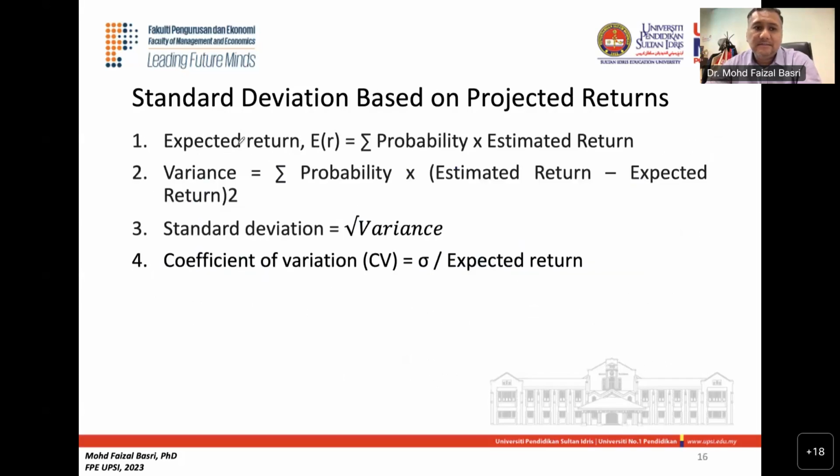So here are the measurements. Still the same measurements. We have the ER, expected return. Previously we just took the average. Here we have to use the probability based on the economic situation. And then we measure the variance. In fact, the formula is still the same, except we have to use the probability. Standard deviation is still the same, square root of variance. And coefficient of variation is also the same formula. The only part that will be different is the first two.